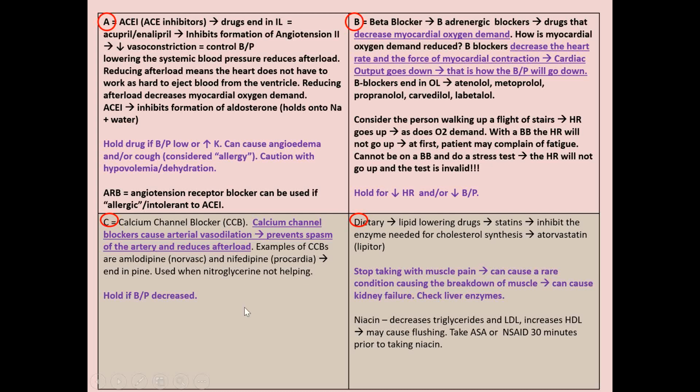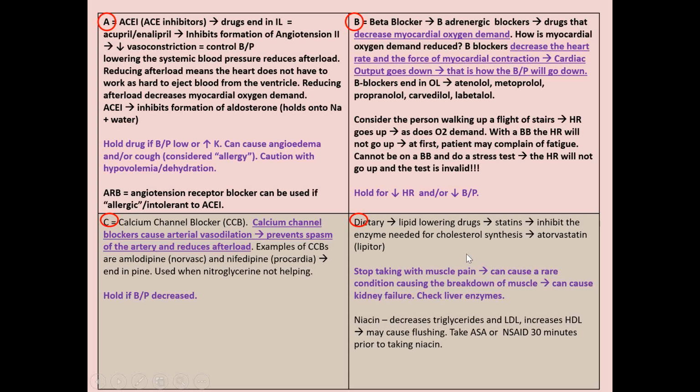So let's talk about the C, and that's the calcium channel blocker. These are drugs that end in -ine or -pine, the pines, and calcium channel blockers cause arterial vasodilation, and sometimes they prevent arterial vasospasm, because that's what causes chest pain in some individuals with a special group of variant angina.